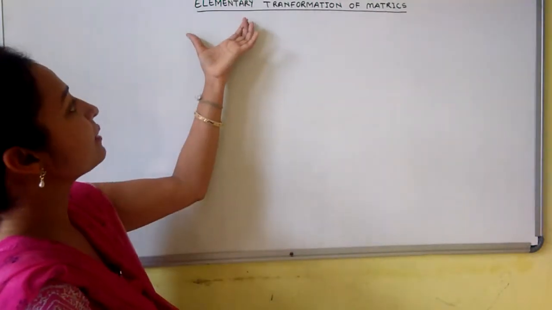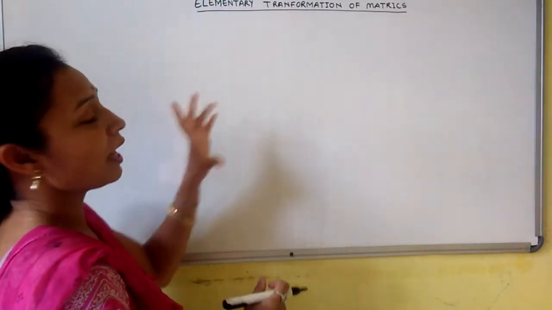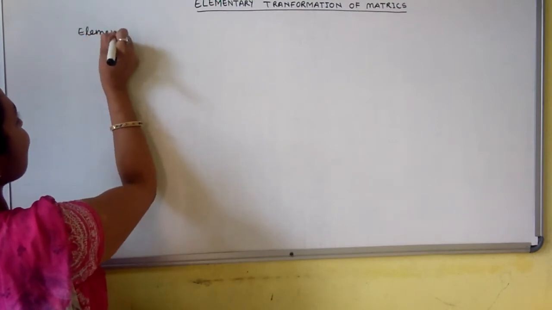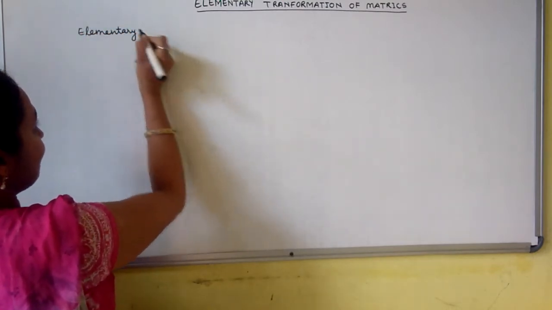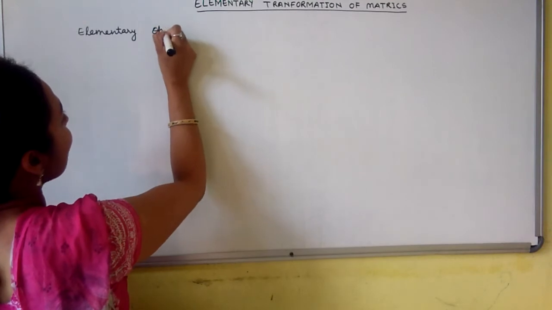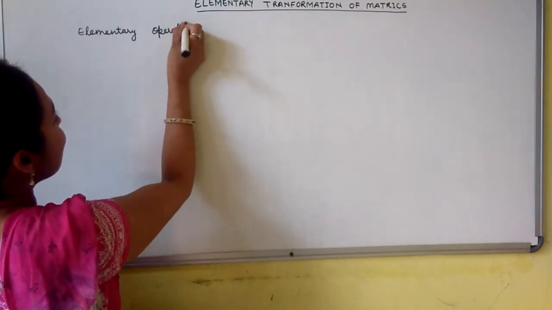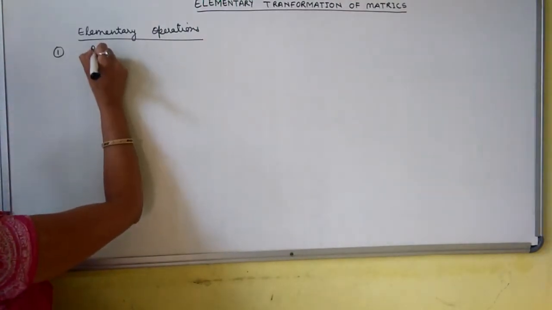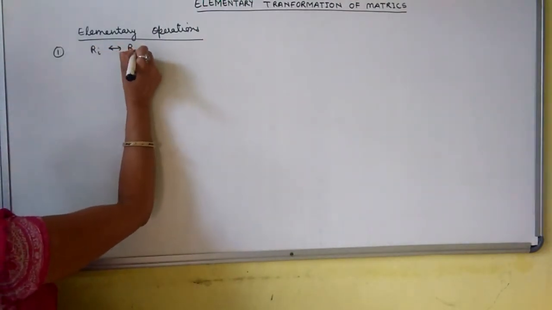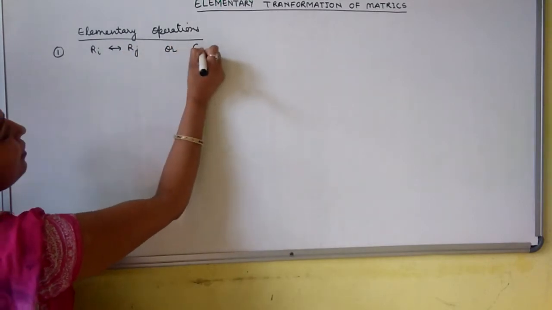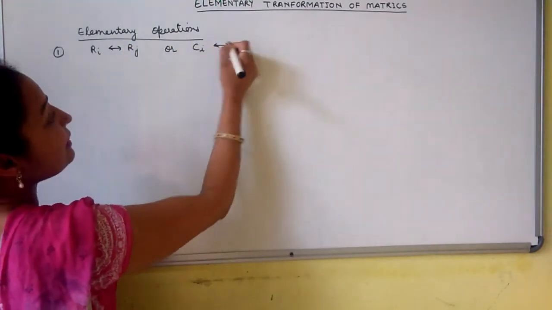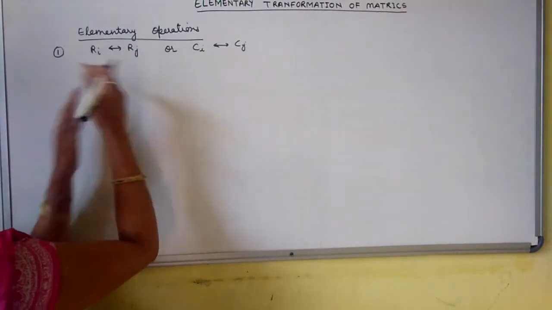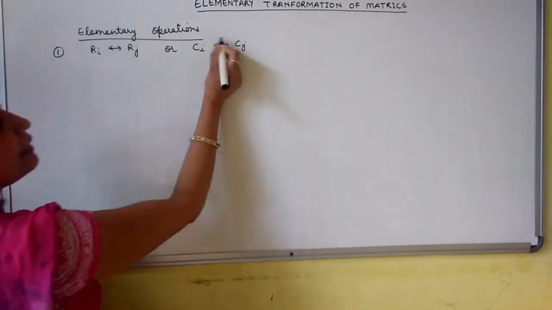In an elementary transformation, we have three operations. First, we can interchange either two rows or two columns. This is the sign of interchange.